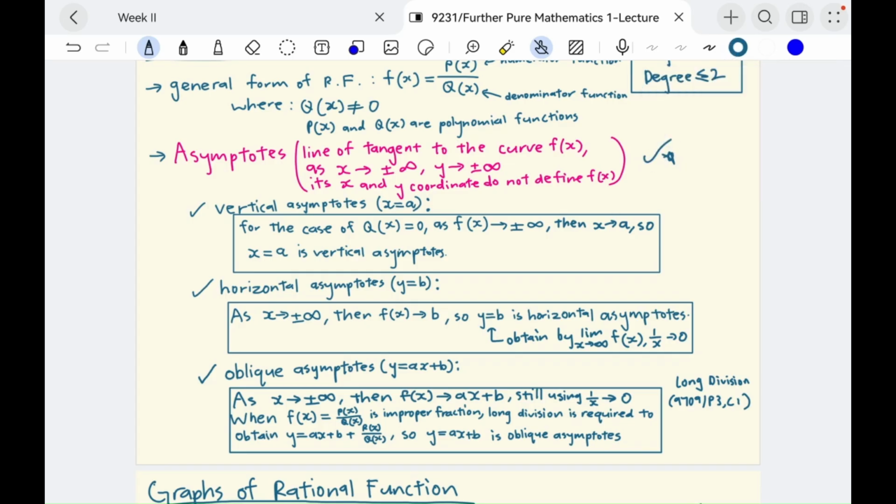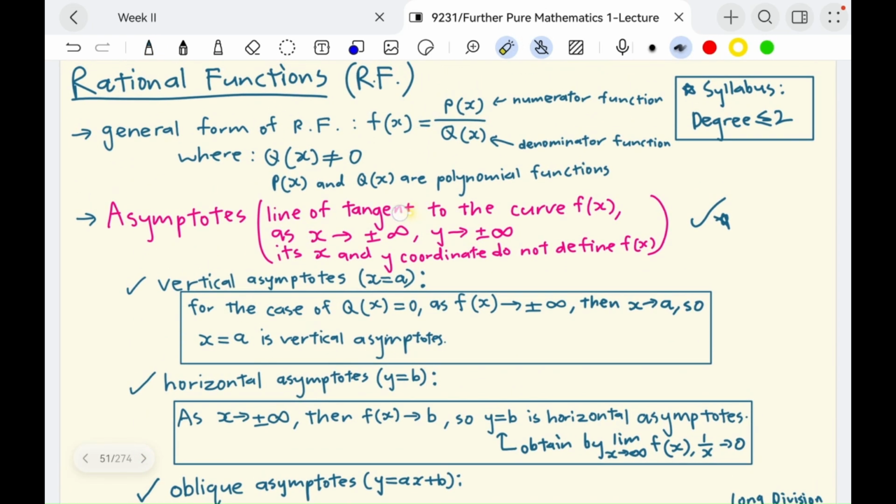So what is asymptote? Asymptote is a dashed line for which the rational graph does not intersect with it, which means that its domain or range is not defined for the rational functions. Here is how I define the asymptote. Asymptote can be known as the line of the tangent to the curve, but the curve does not touch it, as x goes to infinity and y goes to infinity.